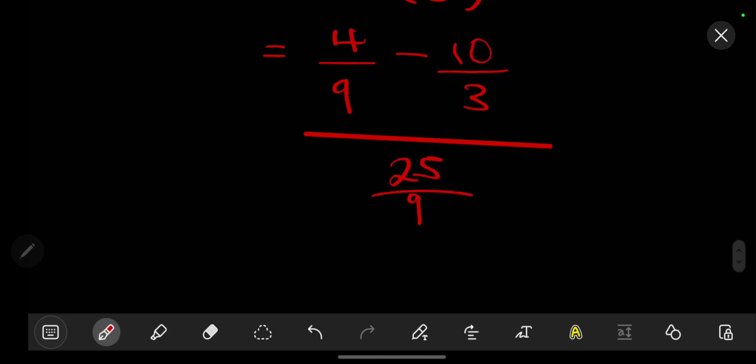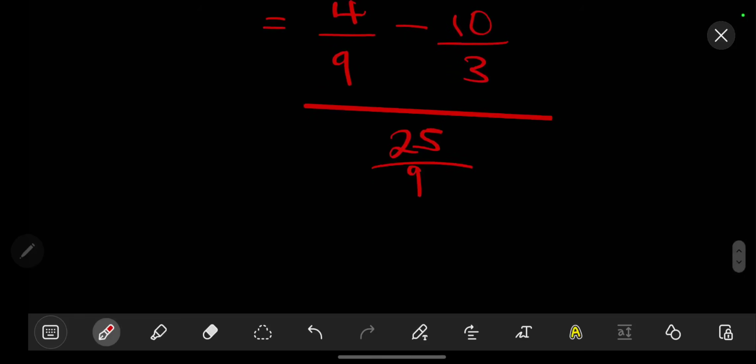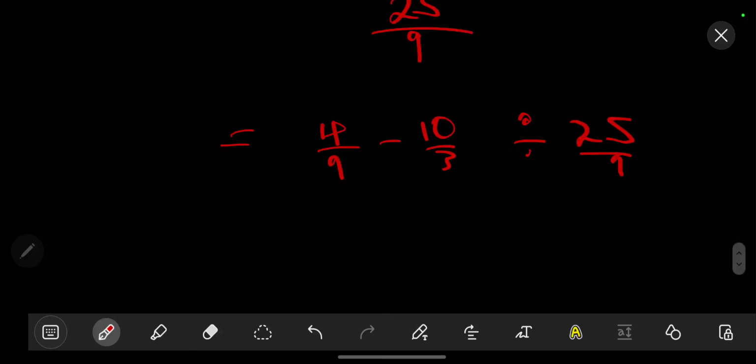will give us 9. So what we are going to have is we are going to get a 4 over 9 minus 10 over 3 divided by 25 over 9 like that. Common denominator here will give us a 9. Then 9 divided by 9 is 1 times 4, it will be 4. 9 divided by 3 is 3 times 10, which is going to give us a 30.